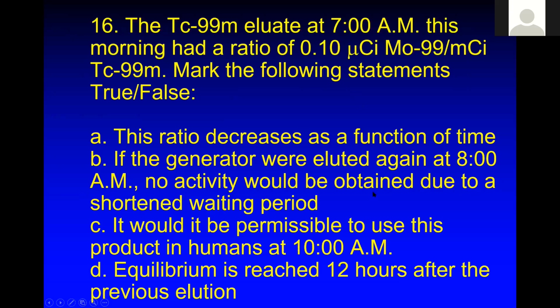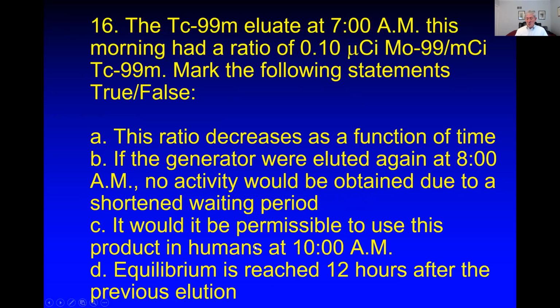False. That is false. You're always going to get something. It might not be much, but you'll get something, and it takes 23 hours to reach the peak. Let's go down to D. Equilibrium is reached 12 hours after the previous elution. False. Totally false, 23.